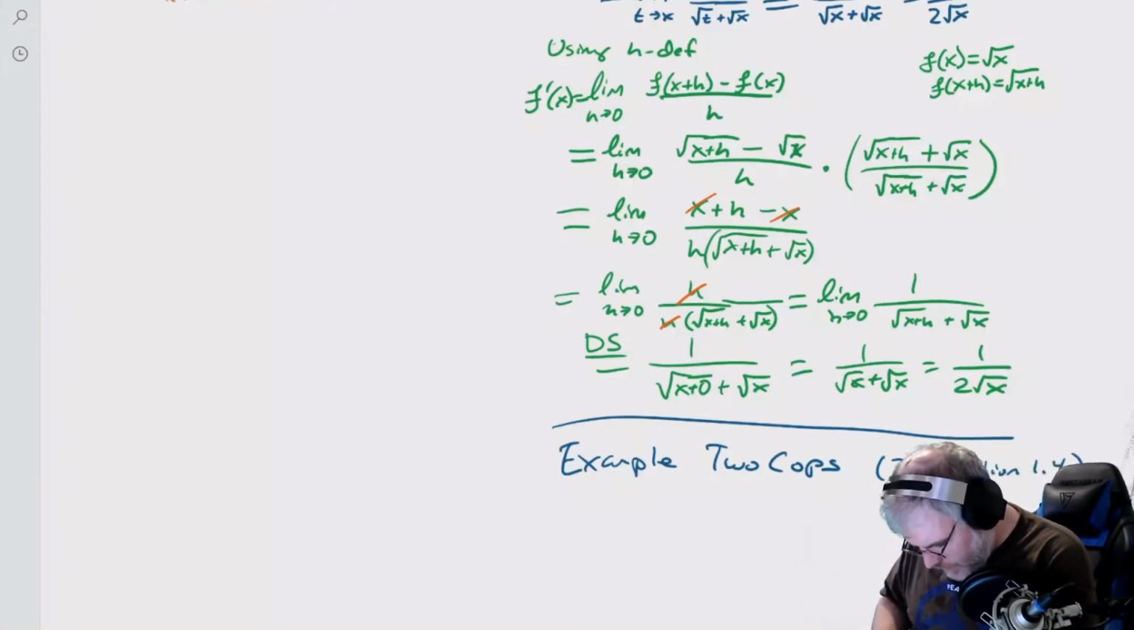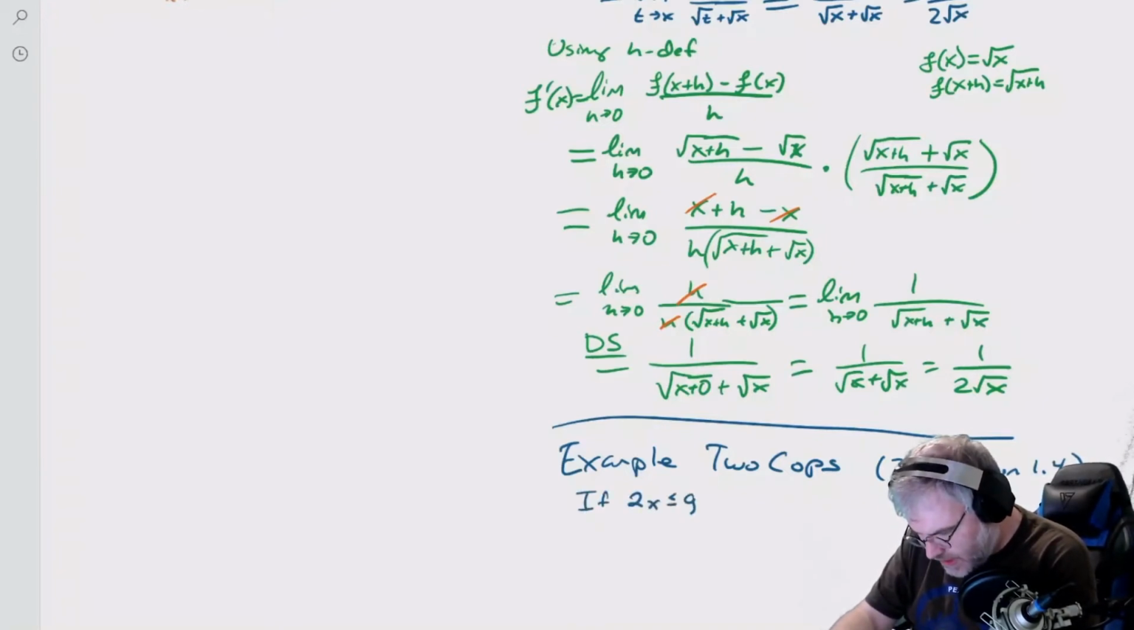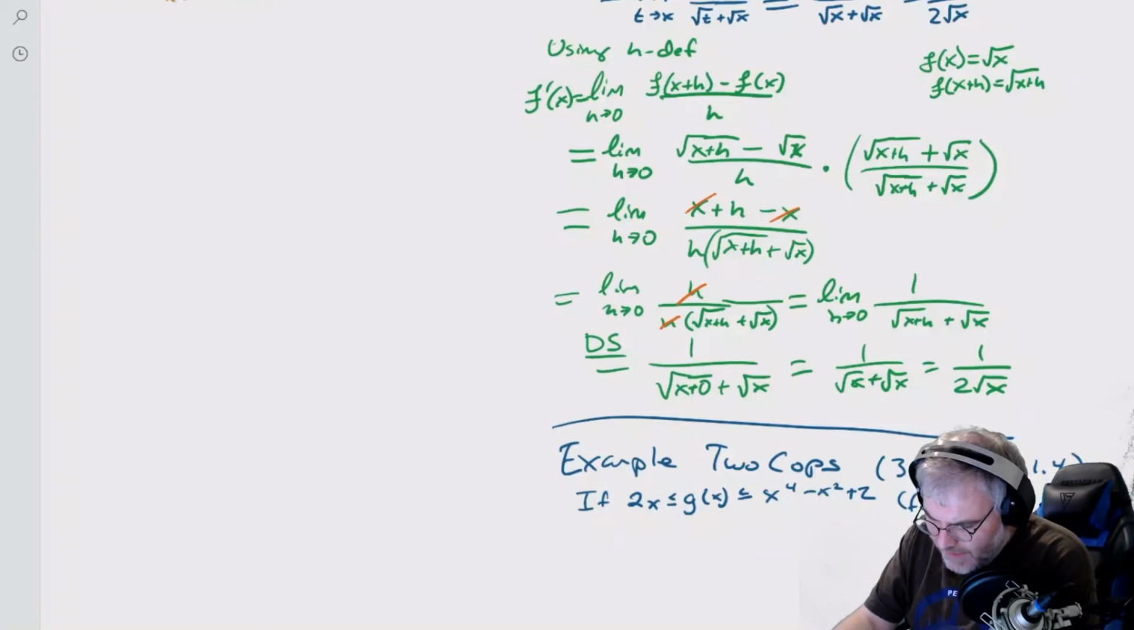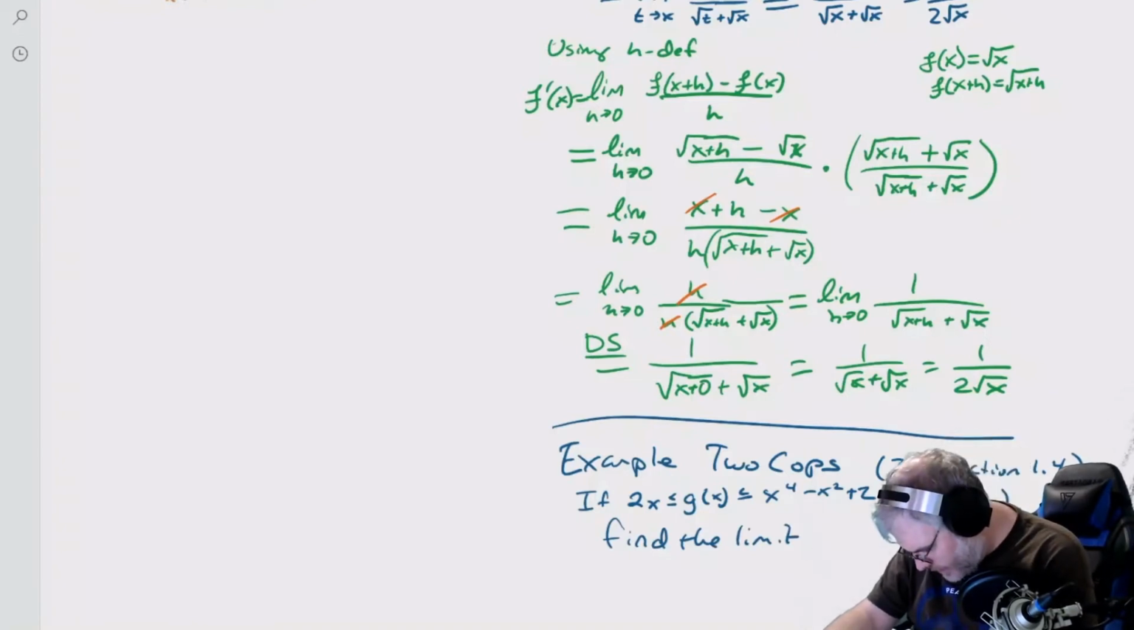So I've got, if 2x is less than or equal to g of x is less than or equal to x to the 4th minus x squared plus 2 for all x, find the limit and justify. Find the limit as x goes to 1.